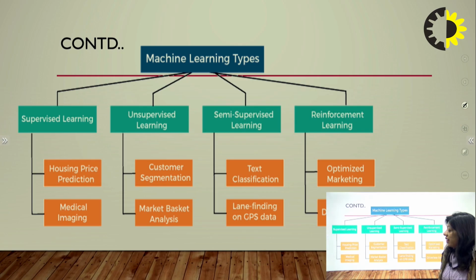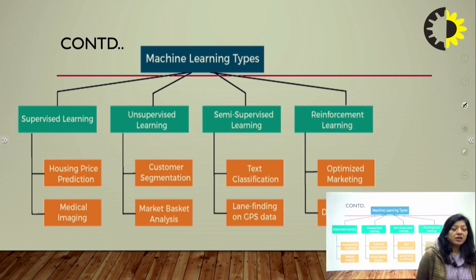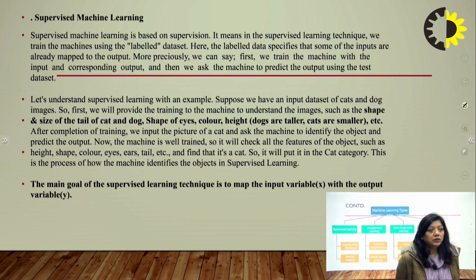Supervised learning examples may be house price prediction or medical imaging. Unsupervised learning examples may be customer segmentation and market basket analysis. Semi-supervised examples are text classification and lane finding from GPS data. Reinforcement learning examples are optimized marketing or driverless cars.